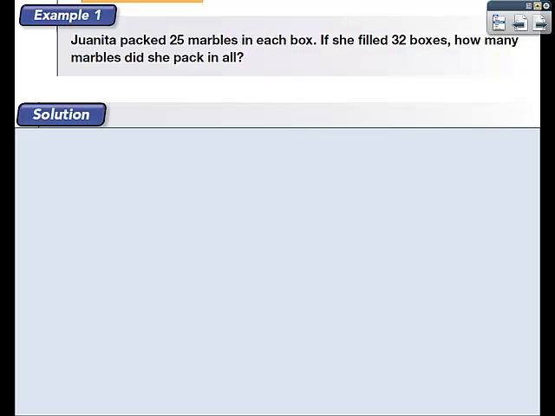Juanita packed 25 marbles in each box. If she filled 32 boxes, how many marbles did she pack in all? This is the example we just talked about. Go ahead and solve that multiplication problem and see if you can come up with the right answer.